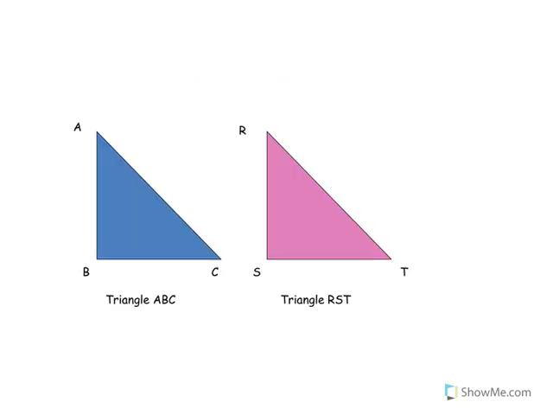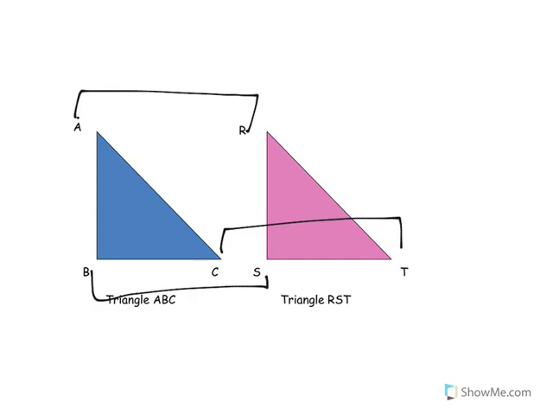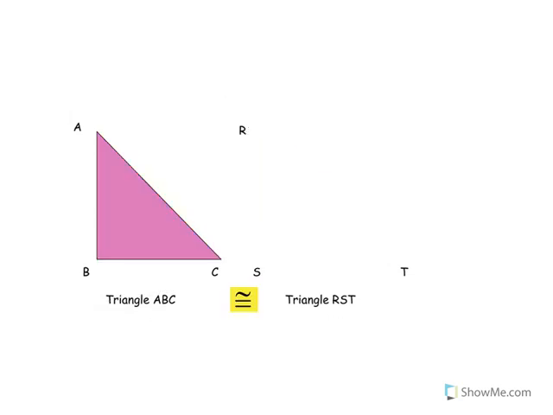Here we have triangle ABC and triangle RST. So we're comparing A to R and B to S and C to T. It's important that you follow the order that is written. So here we're saying that triangle ABC is congruent to triangle RST. Note the order here.